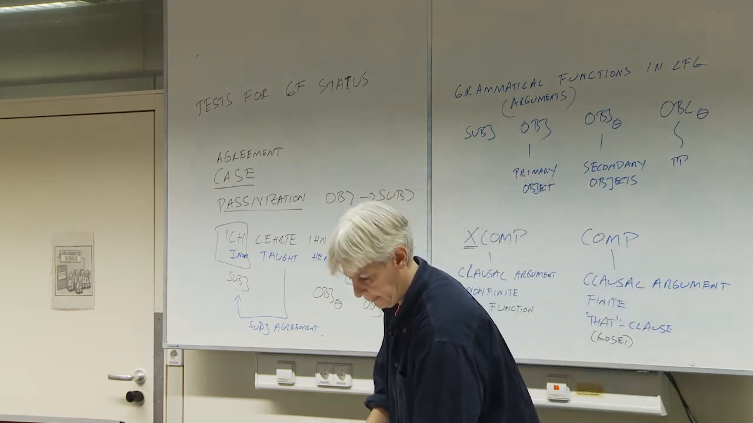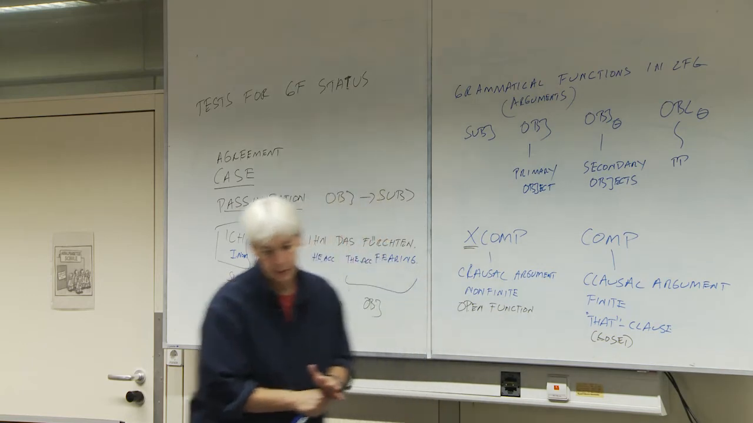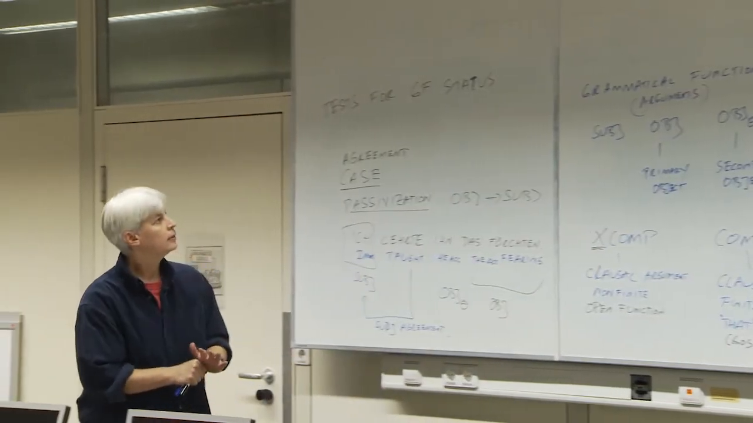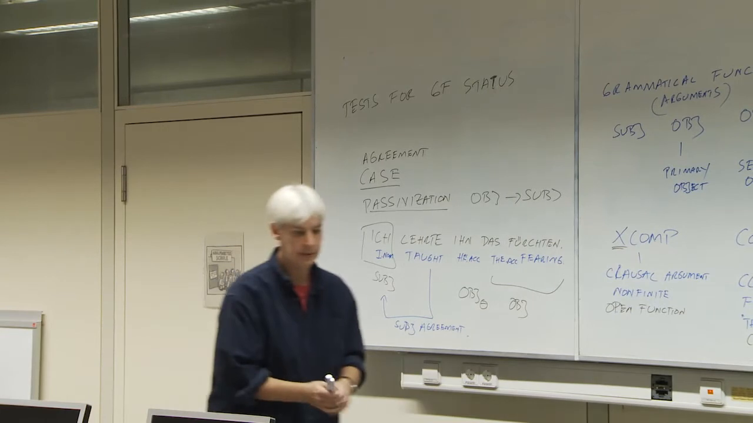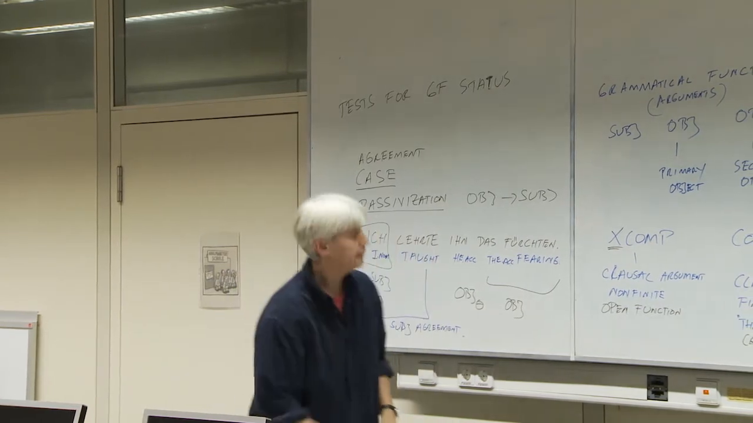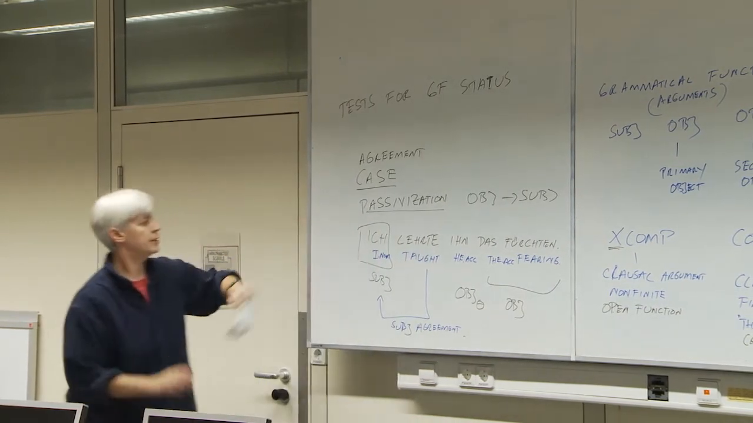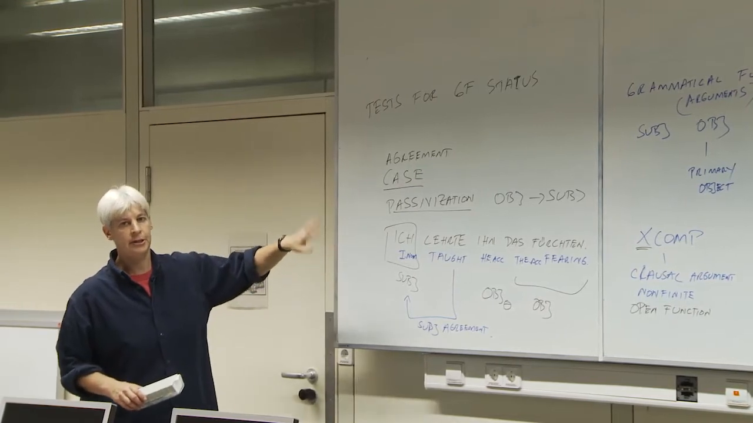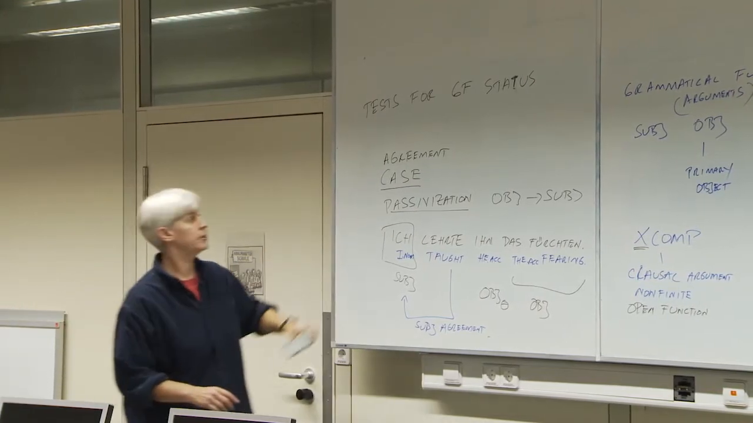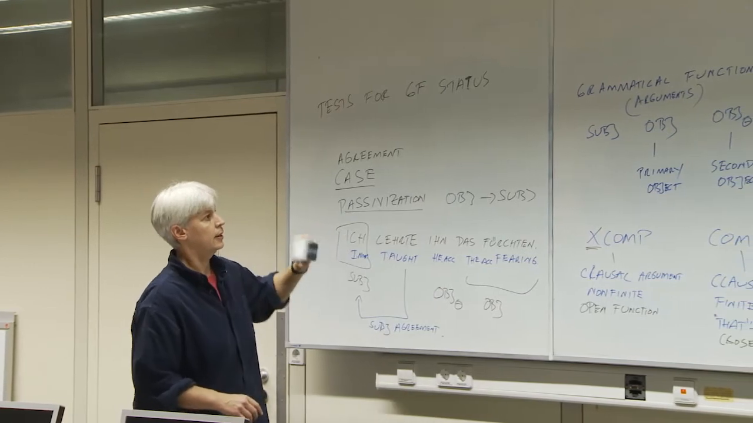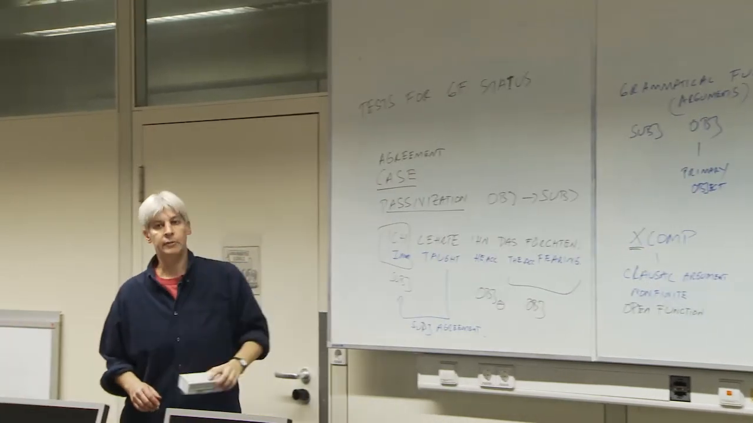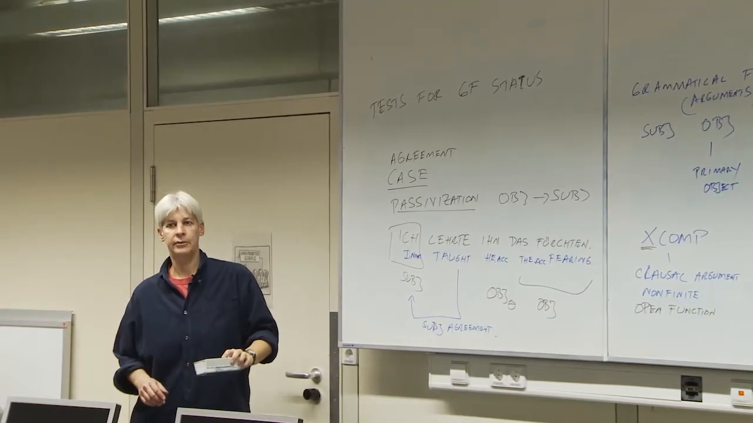Okay. But the point is we're not just calling things at random object theta, but we're trying to make sure that we establish tests for all of these things. And then I'd be done with grammatical functions for now. Yeah?